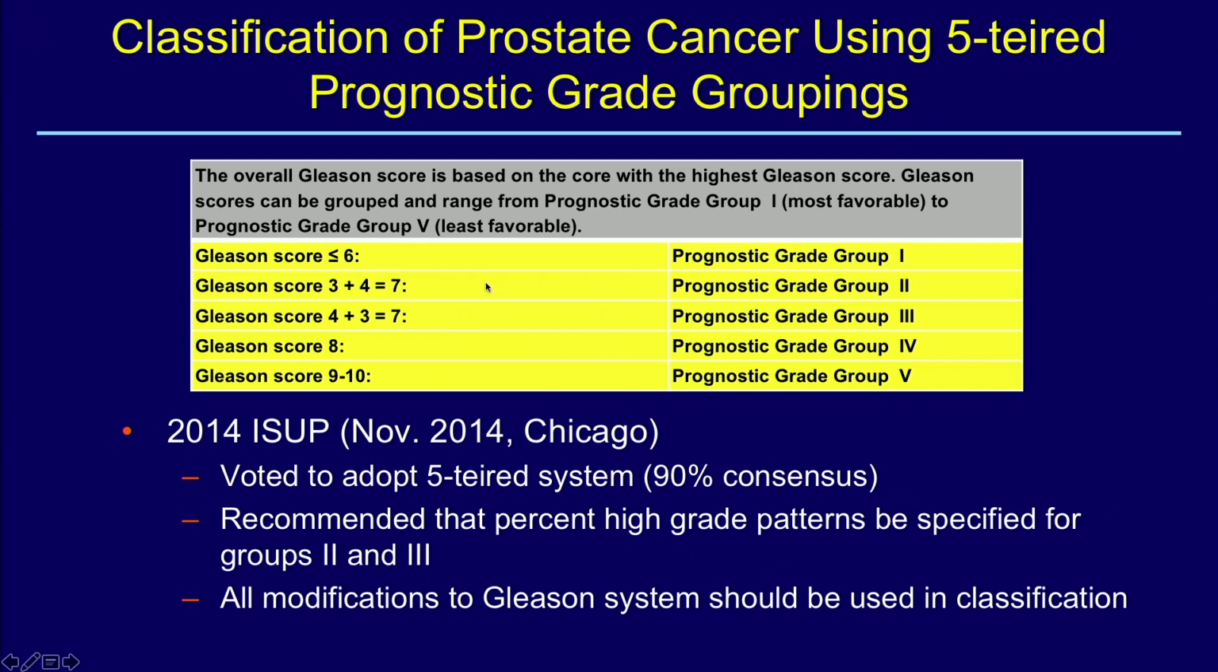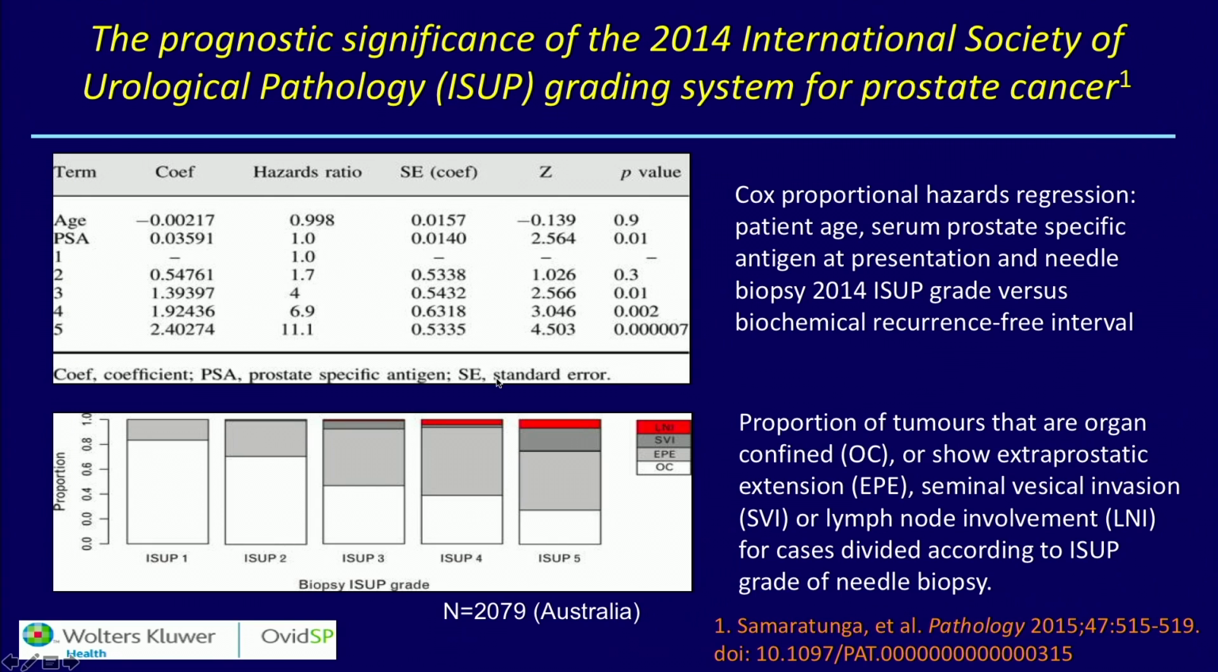We also recommended that although we can do these as tiered classifications, there may still be gray zones, and that we should really give the percent of high-grade patterns within classes 2 and 3 to show how much is really there. And all modifications that we recommended in terms of how to grade should be used. So a number of groups have now looked to validate this study.